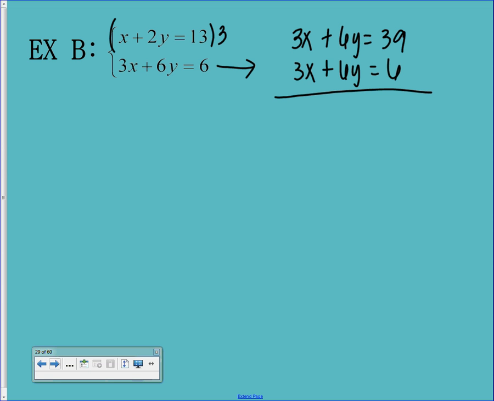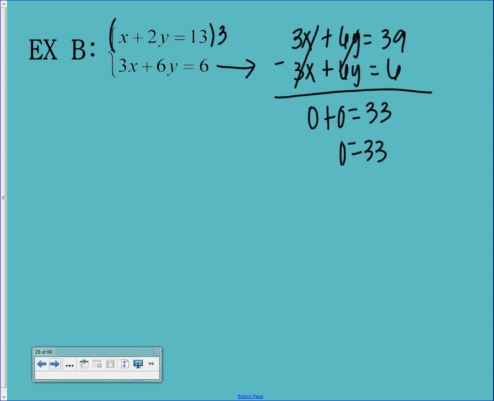Now in this case, to get my x's to cancel, if I add them, I would get 6x. So this time I need to subtract. Okay, so each equation is going to be different depending on how you need them to cancel. So now I'm going to get 0 plus, and my y's actually also cancel, and that would give me 33. So my equation says 0 equals 33.